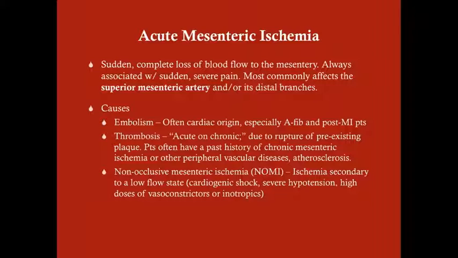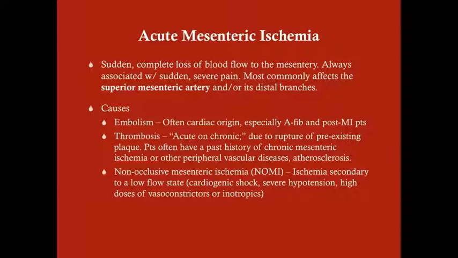A lot of these patients who develop acute mesenteric ischemia due to a thrombosis have chronic mesenteric ischemia because they've got all the atherosclerosis down there already. But you don't already have to have the diagnosis necessarily to have it be due to a thrombosis. It's just usually that's the case.